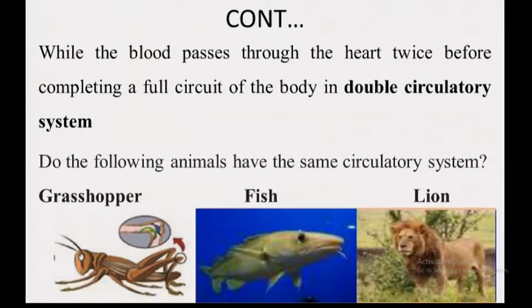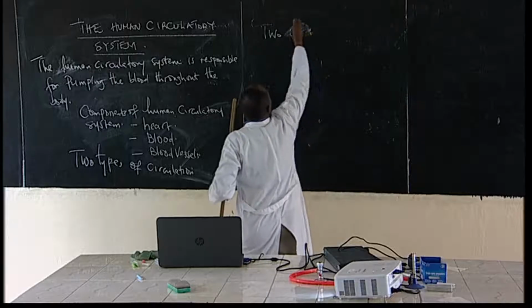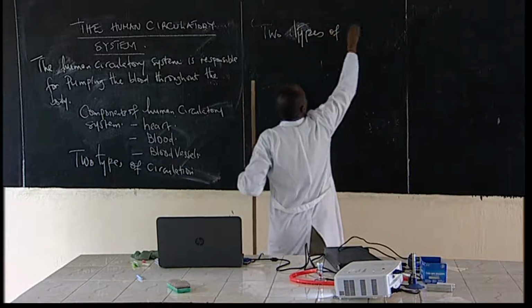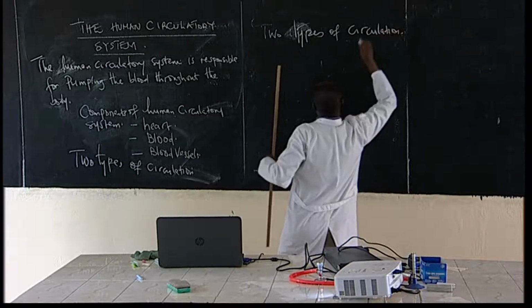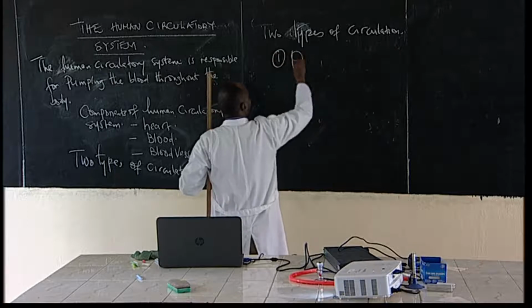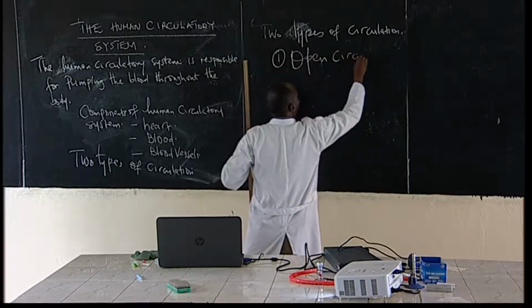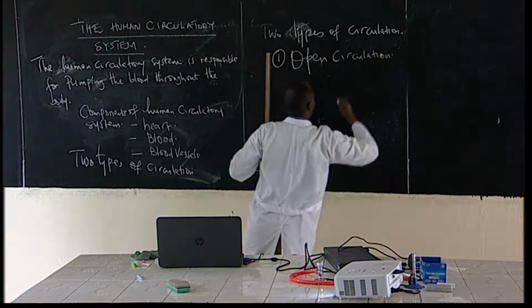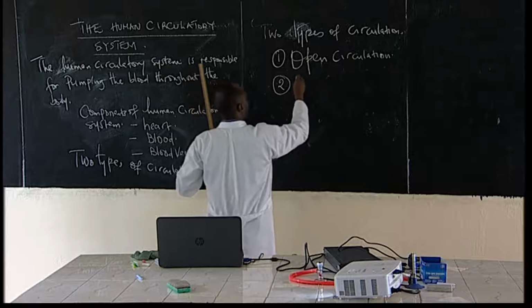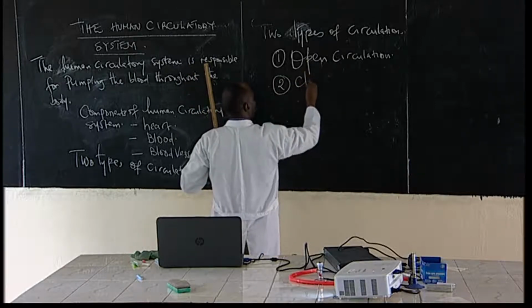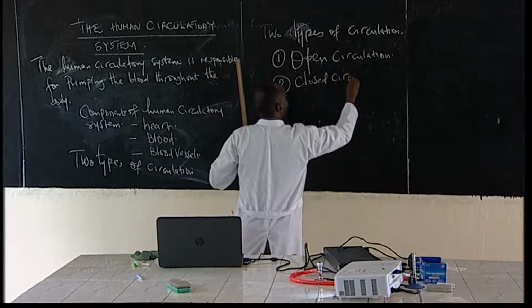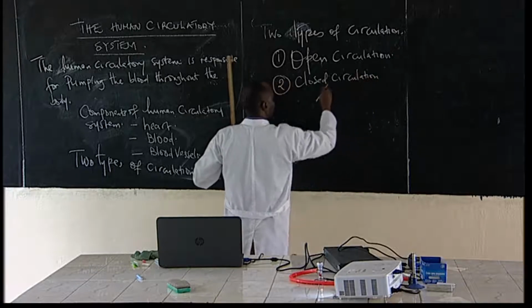What about the one where the blood passes through the heart twice? A complete full circuit of the body in which blood passes through the heart twice is referred to as a double saturation. I mentioned there are two types of saturation. One is the open circulatory system, open saturation, where the blood is in direct contact with the body cells. Number two is the closed circulatory system, closed saturation. Under this closed saturation, we have two involved.